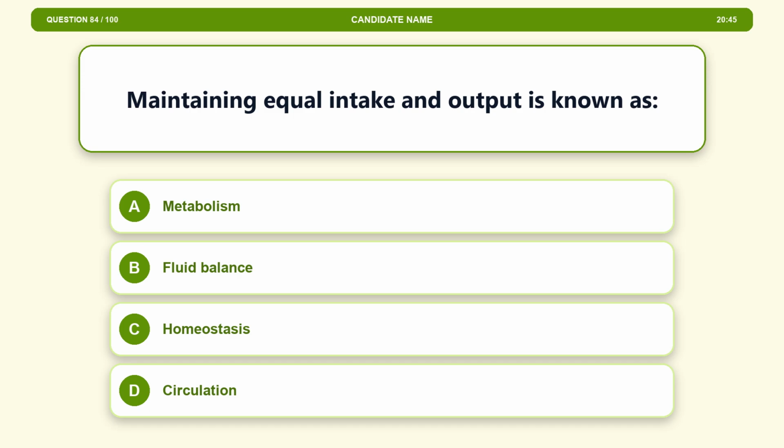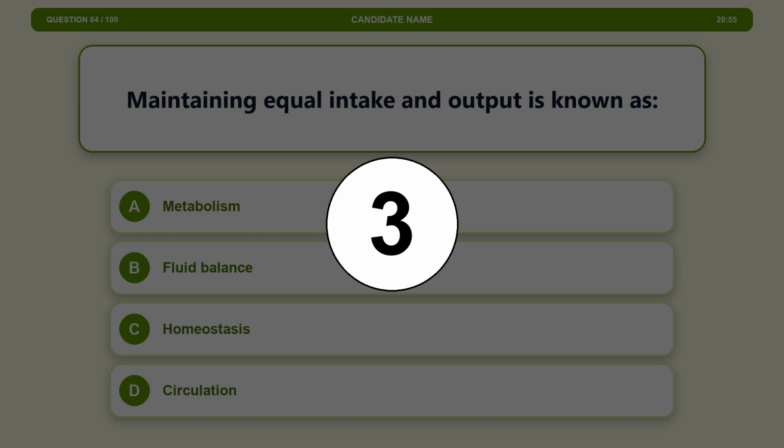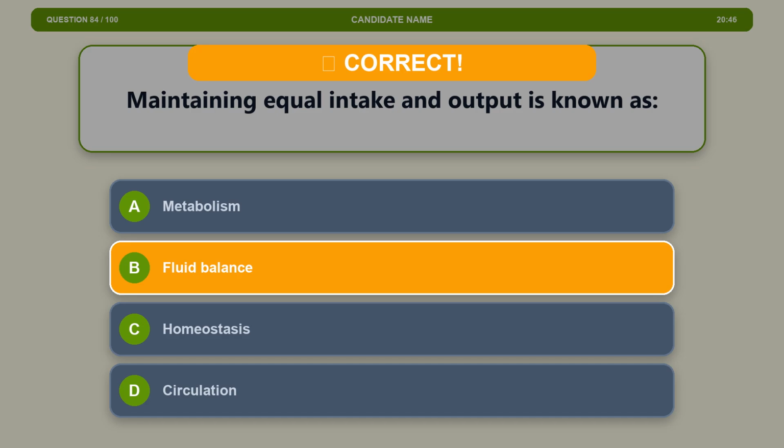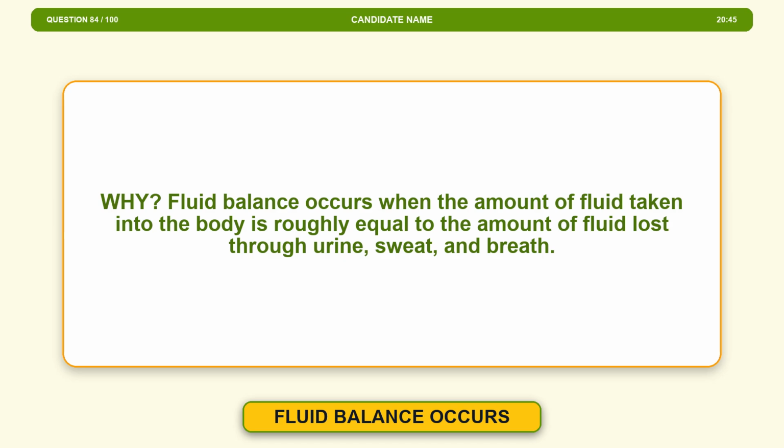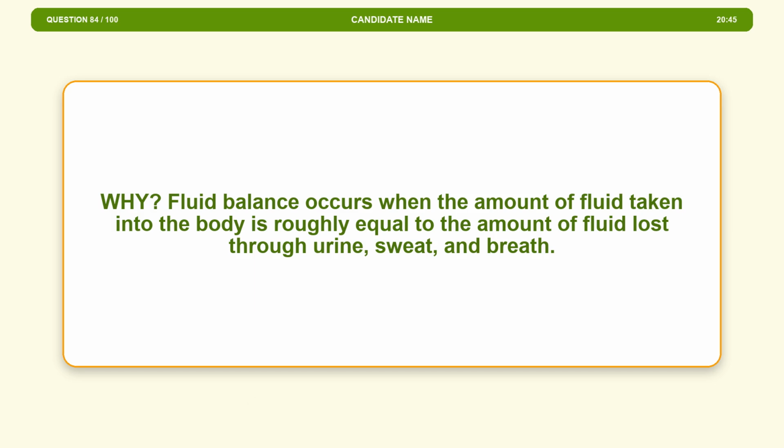Question 84. Maintaining equal intake and output is known as Option A, metabolism. Option B, fluid balance. Option C, homeostasis. Option D, circulation. The correct answer is option B, fluid balance. Fluid balance occurs when the amount of fluid taken into the body is roughly equal to the amount of fluid lost through urine, sweat, and breath.